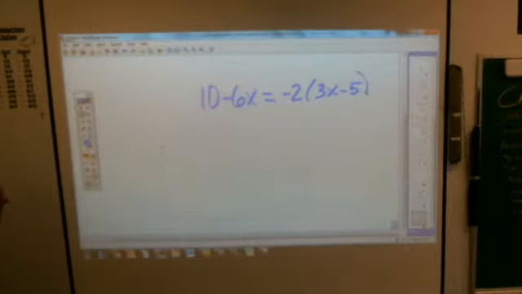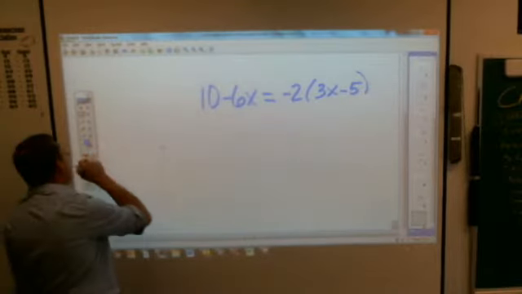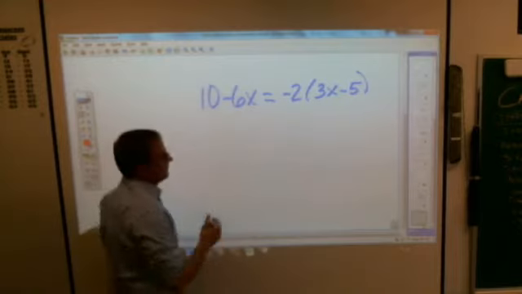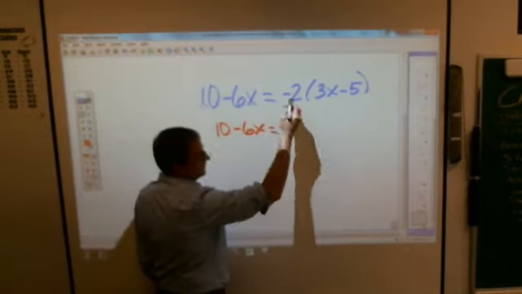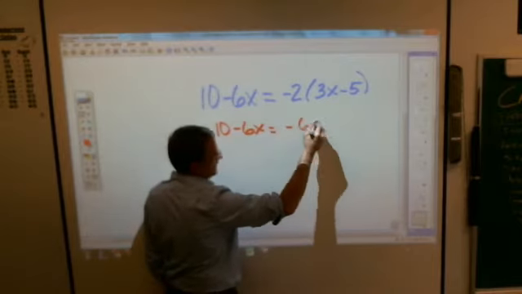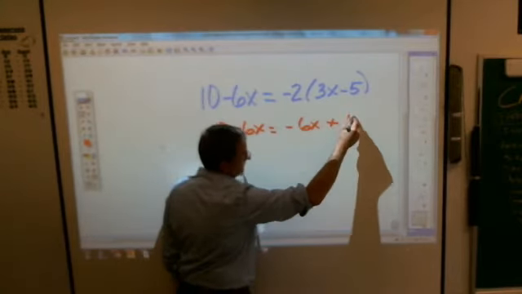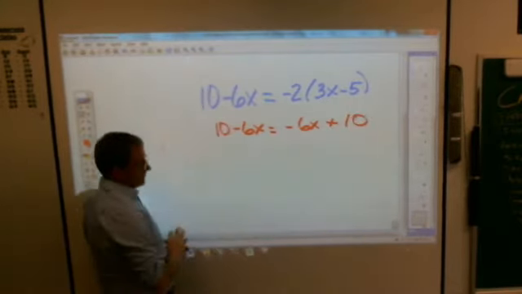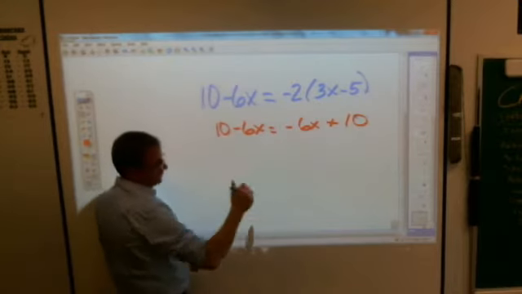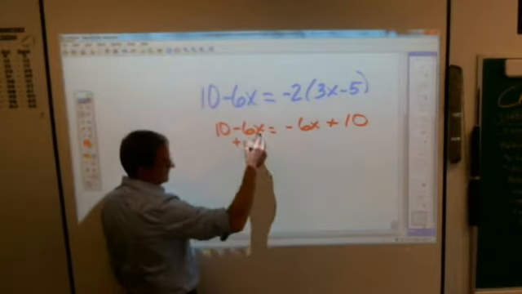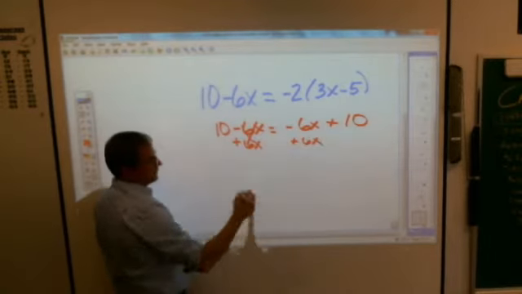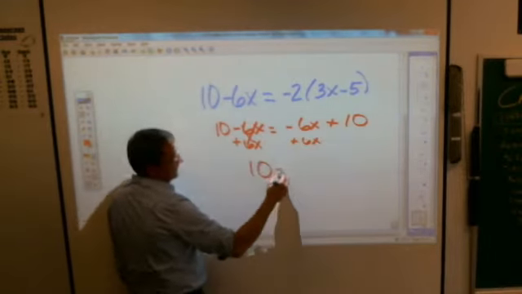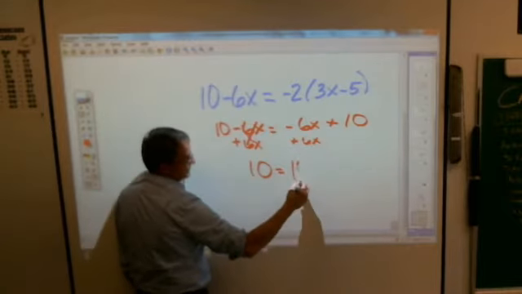Anybody? Good, because if you do this, and my bad for not looking at the end of this whole problem, you can simplify this, right? But you can simplify this to be negative 6x plus 10. What happens here if you add 6x to either side? It goes away, and your 10 then equals 10.